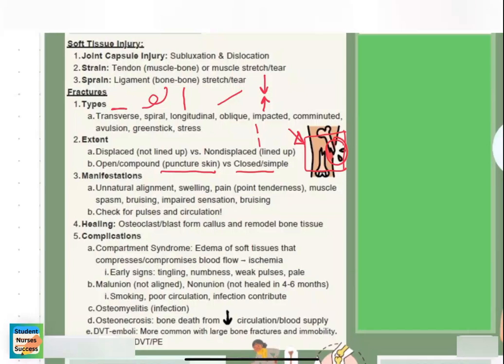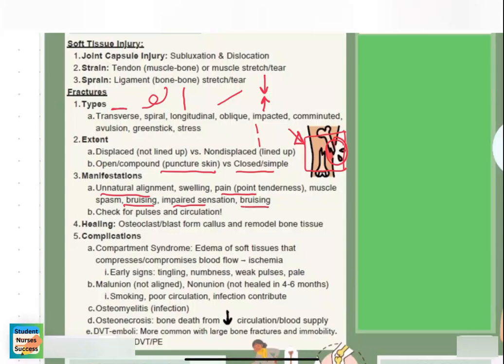As far as how you know you have a fracture, there could be any one or more of the following: unnatural alignment, so the limb is not in a line, swelling, pain, and the pain is usually at the site of the fracture. We call that point tenderness. Muscle spasms, bruising, because when the bone is broken, it does release some of the bone marrow components. So we see bruising from that trauma as well as other traumas. Impaired sensation.